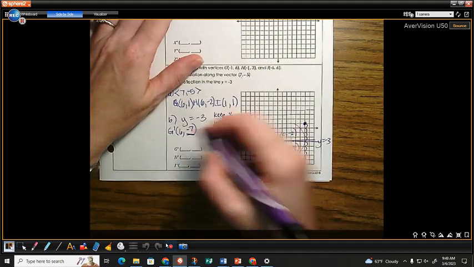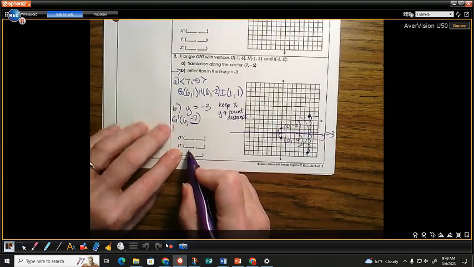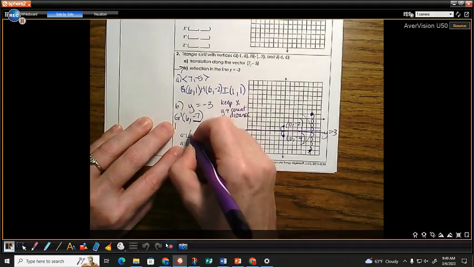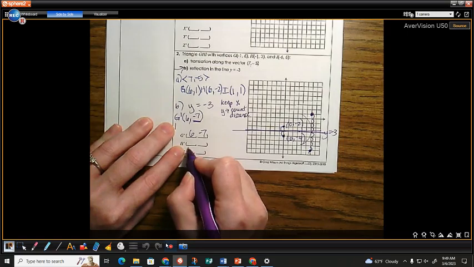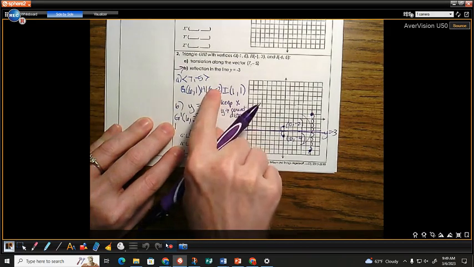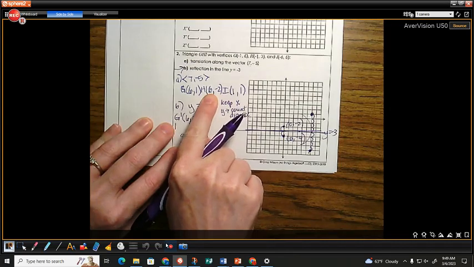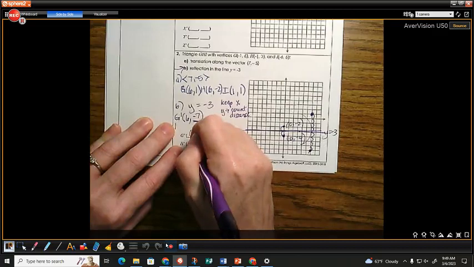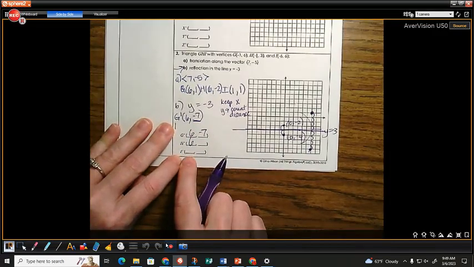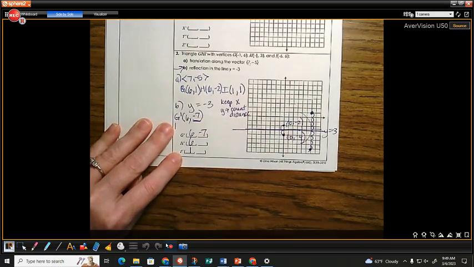Okay? So where is H prime going to go then? Well, what's the y value for H going to be? Because we got 6, -7 there. What's the x value going to be? H to H prime, what happens to x? It stays the same. Okay, so for I prime, what's going to happen to its x? It's also going to stay the same, so I can do that one as well.